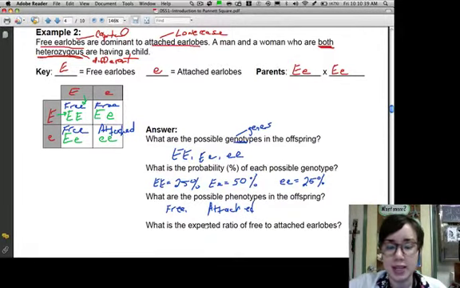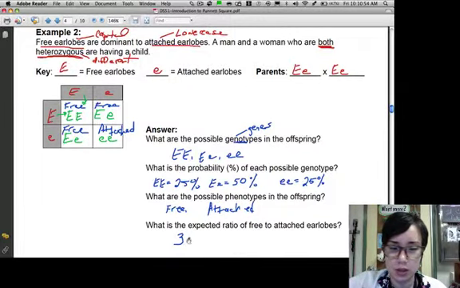Then lastly, I need to ask myself, what is the expected ratio of free to attached earlobes? The expected ratio of free to attached earlobes, all I'm going to do is ask myself how many look exactly like this. So I have 1, 2, 3. So I'm going to put 3 to 1. 3 of my babies have free earlobes. 1 of my babies has attached earlobes.